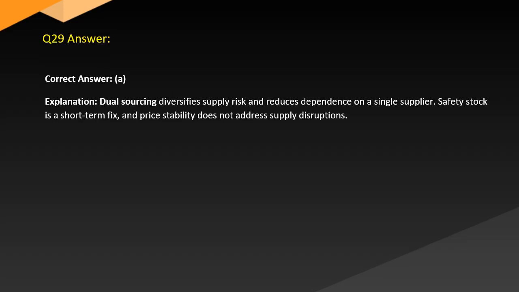Answer. Correct answer A. Explanation. Dual sourcing diversifies supply risk and reduces dependence on a single supplier. Safety stock is a short-term fix, and price stability does not address supply disruptions.